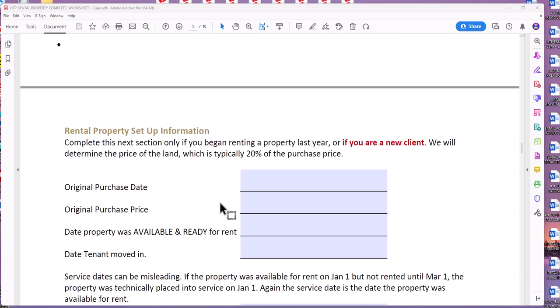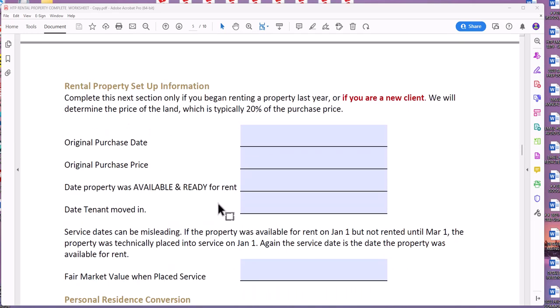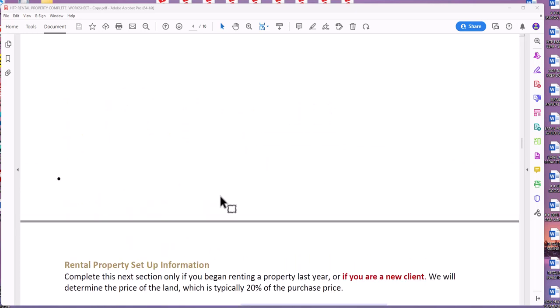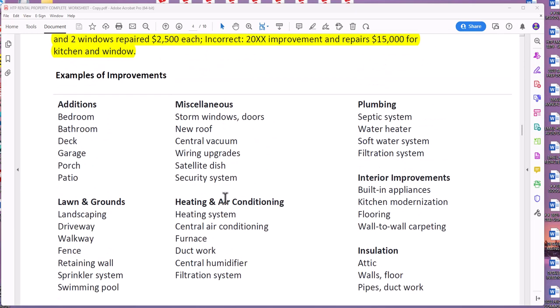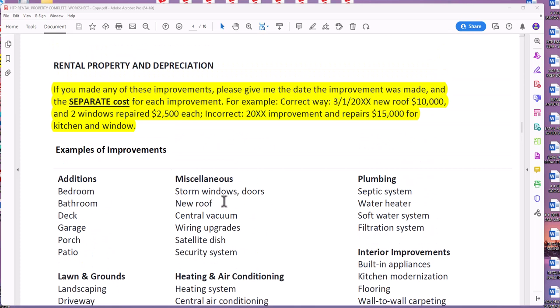This page sometimes is just more confusing for people rather than helpful, but if you are someone that can read and understand what's here, this is just letting you know these are examples of what's an improvement because some people don't know what an improvement is. So if you have a new septic system put in, you would tell me septic system installed 3/1/2023 for $15,000 and 2 windows repair, etc.